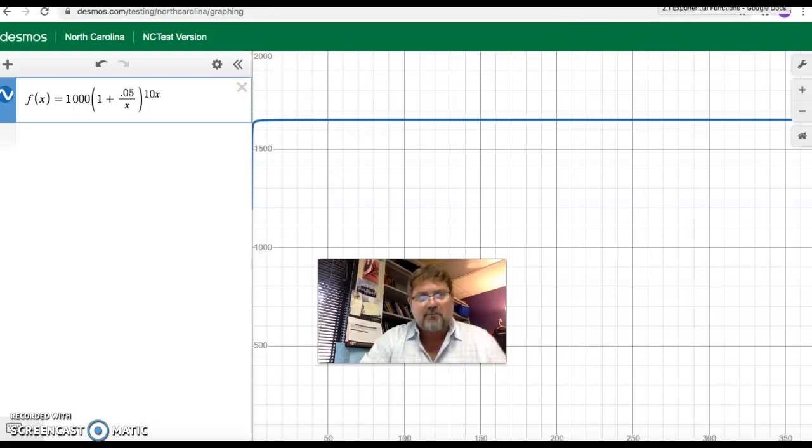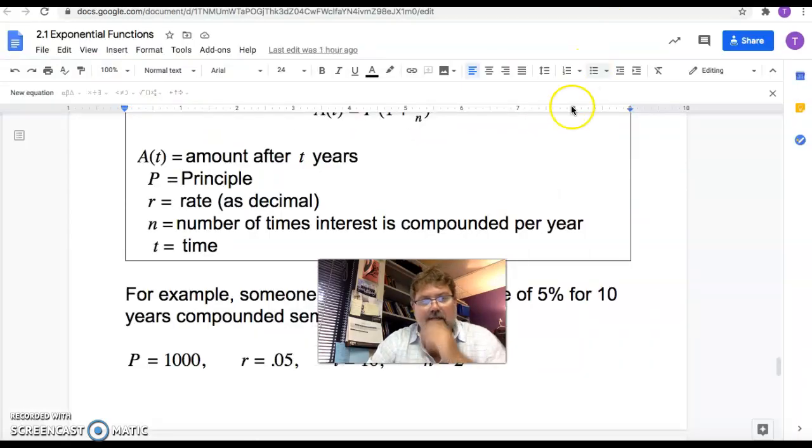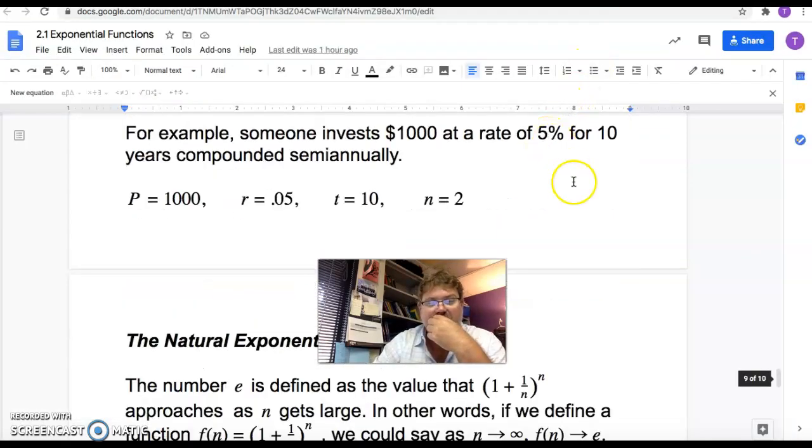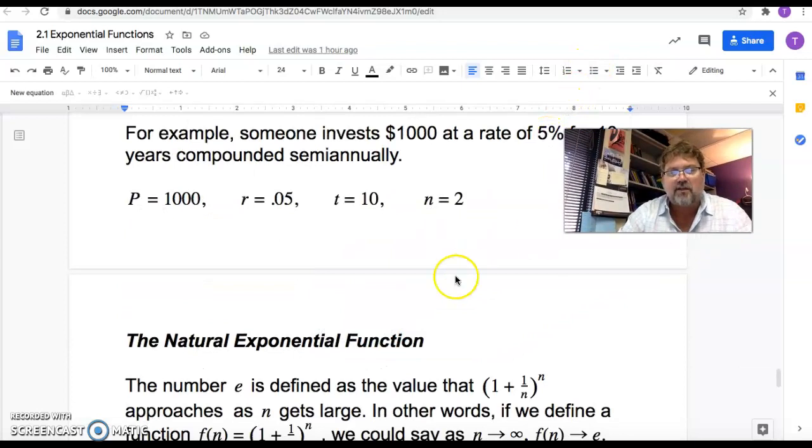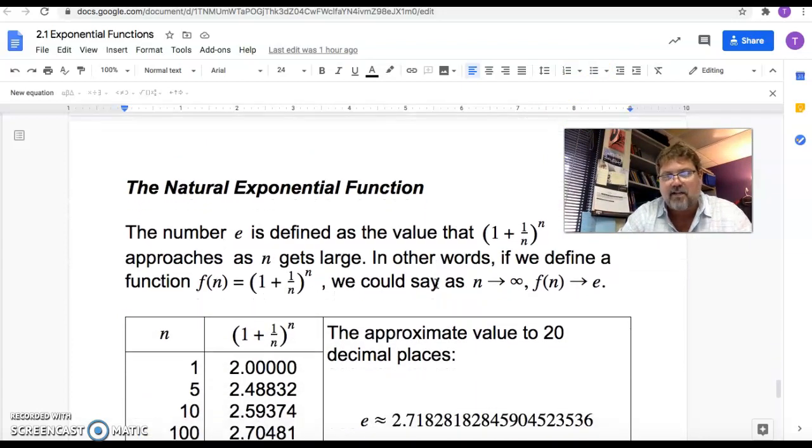Just to be really clear, as the compounding interval increases, as it gets large, this thing approaches some fixed asymptote it does not go beyond. Okay? Now, that's where the notion of the natural exponential function comes from.